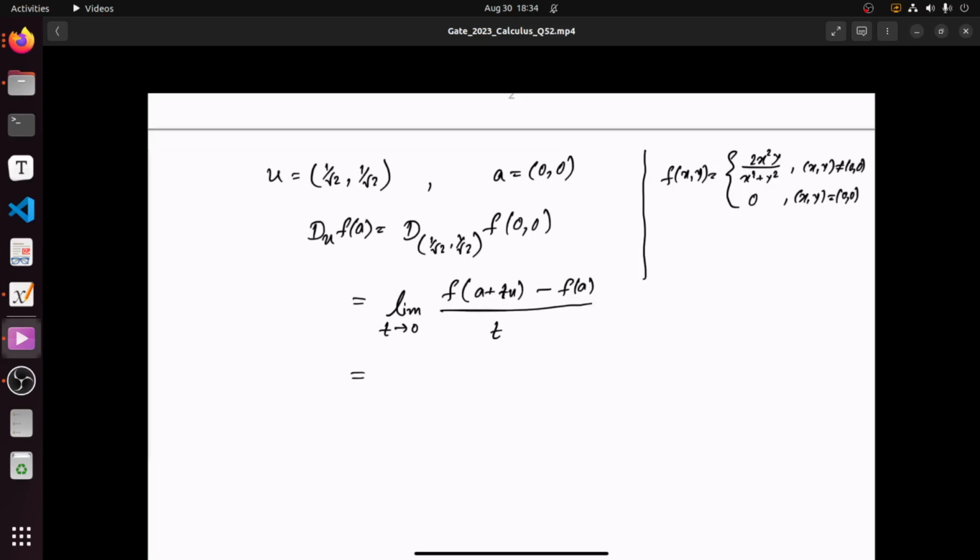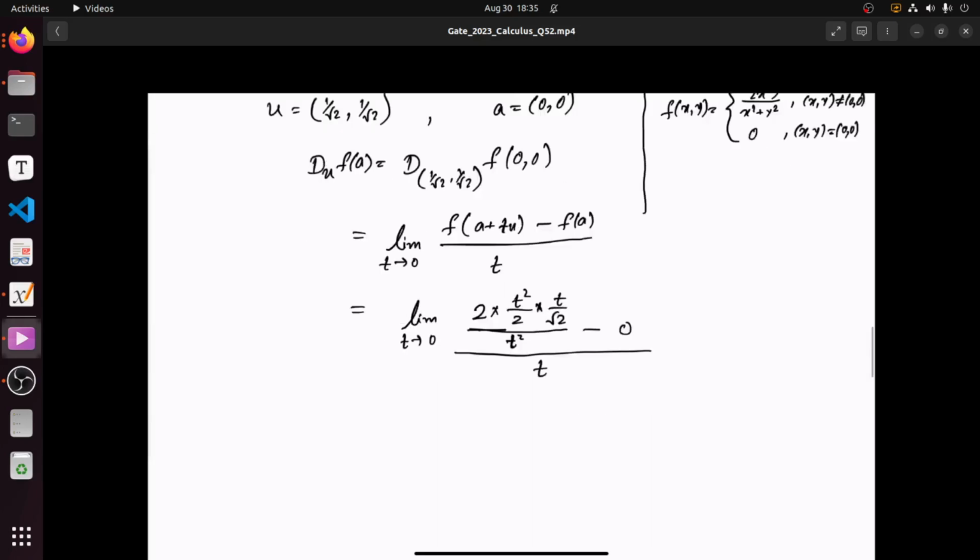So what will happen if we put this? Then you will get limit t tends to 0. So what you will get? 2, you will get t square by 2 into t by root 2 minus 0 by t. Oh sorry, not here, it will be by t square in the denominator, and this is minus 0 by t. So if you put all these things in the function, you will get this.